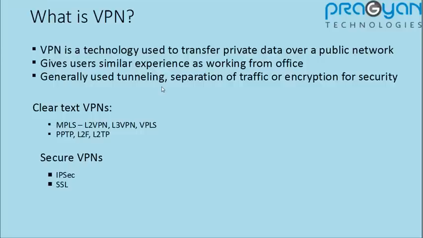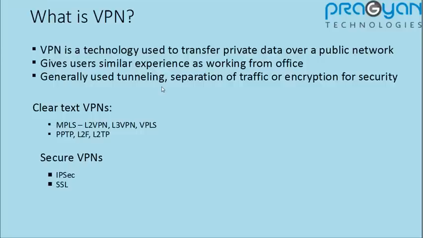So broadly, there are two types of VPN. First, I will classify them as clear text VPN. Some of the very commonly used clear text VPNs today are MPLS VPNs. MPLS VPN itself has multiple types: L2 VPN, L3 VPN, VPLS. Many service providers offer MPLS VPN services to their customers these days. So instead of having your dedicated link between your branches, you can take MPLS VPN from your service provider.